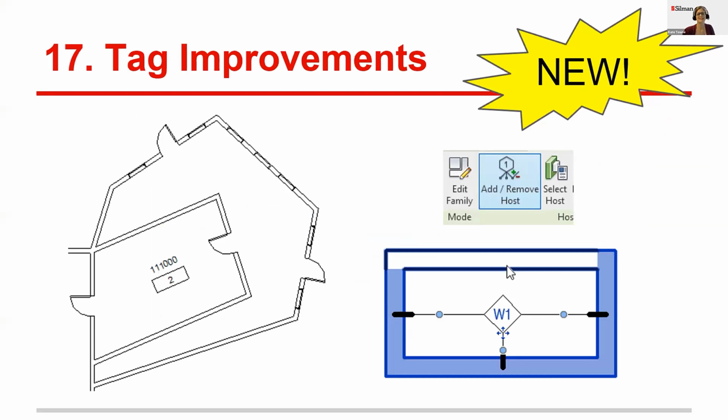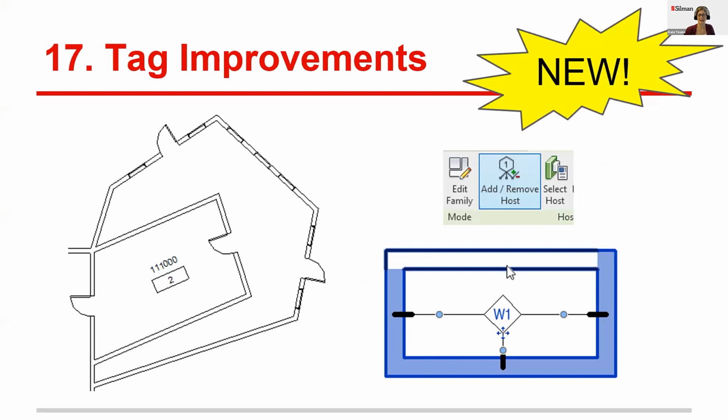Number 17, tags. We mentioned some tag things before, but you can now have multi-leader tags. Like the wall tag down there on the screen, it's tagging all 3 walls. 1 tag, 3 leaders. It knows that all the walls are different.